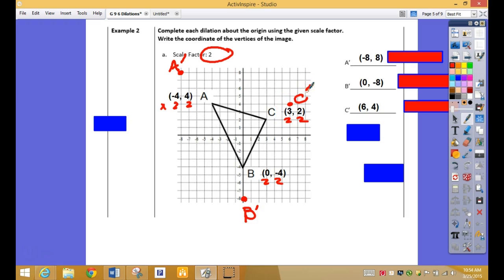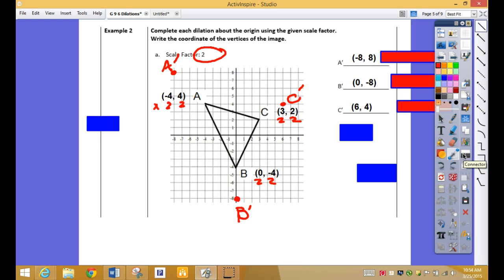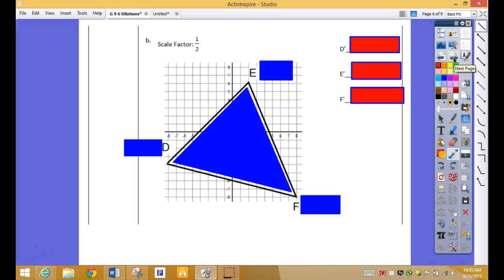And with your straight edge, let's connect our new image. See what our dilation looks like. All right, does yours match? We have a dilation, a scale factor of 2. Questions on that one? All right, let's go on to example B.